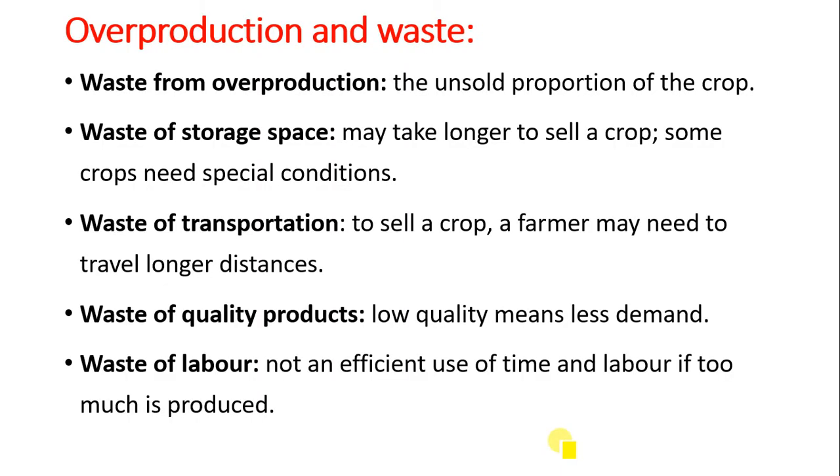Now, overproduction of waste. Waste from overproduction, the unsold proportion of the crop. Waste of storage space: it may take longer to sell a crop, and some crops need special conditions to store. Waste of transportation: to sell a crop a farmer may need to travel a longer distance. Waste of quality products: low quality means less demand. And waste of labor: not an efficient use of time and labor if too much is produced. So these are all impacts of agriculture.